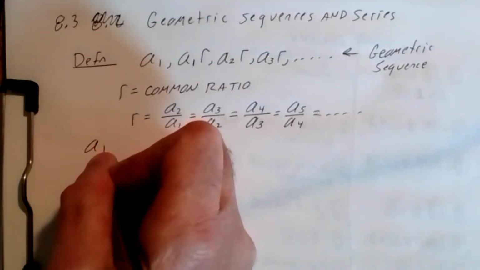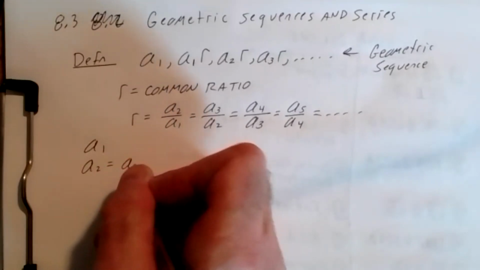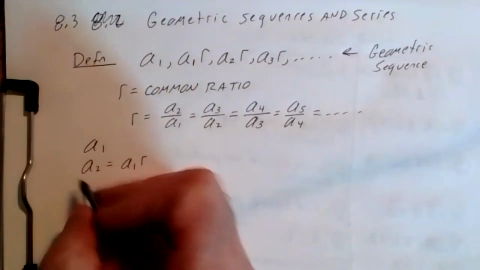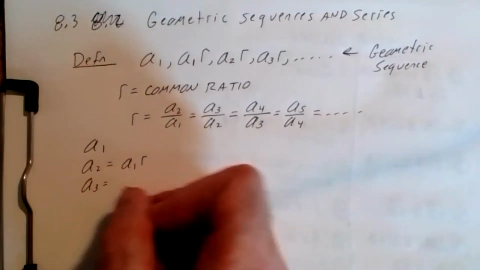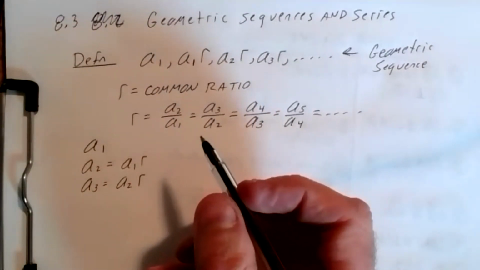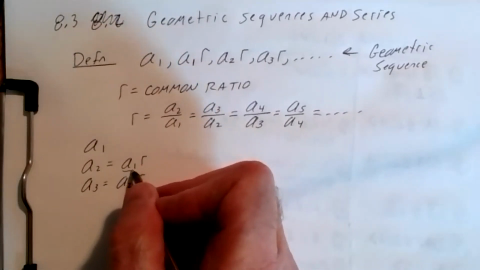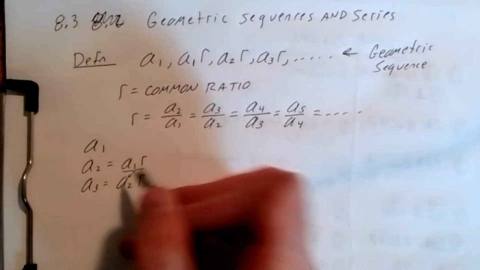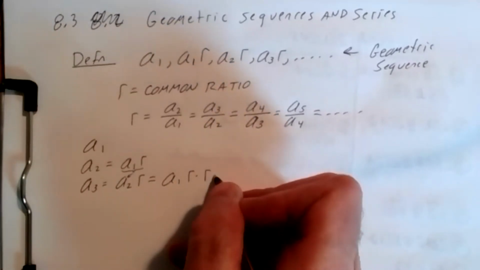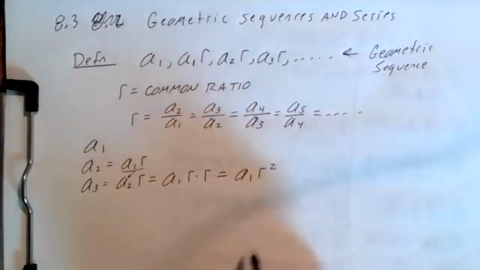Specifically, a sub 1 is our first term. Our second term is obtained by taking your first term and multiplying it by the common ratio. Your third term is obtained by taking your second term and multiplying it by the common ratio. But our second term was the first term times the common ratio, so I can substitute this value in for my second term, and that's to say it's really our first term times the common ratio again, which is to say the first term times the common ratio squared.